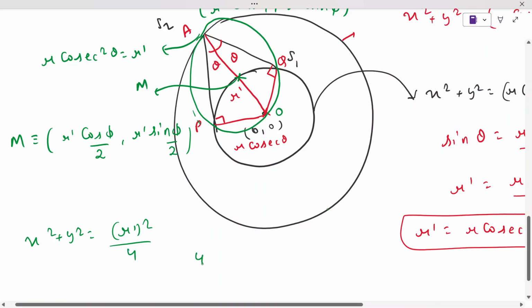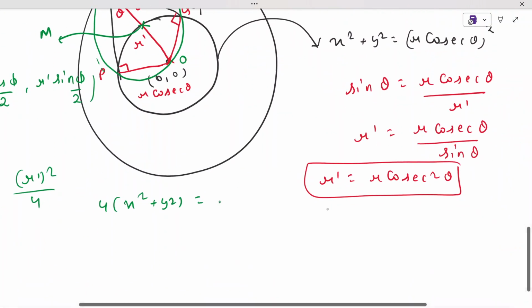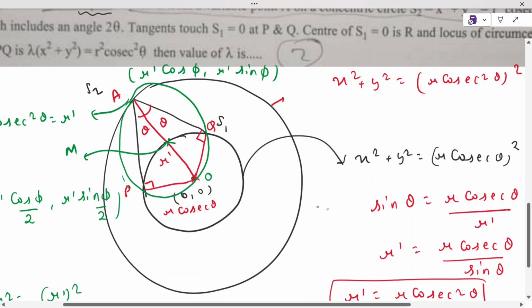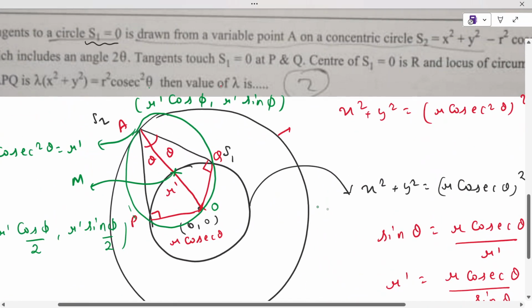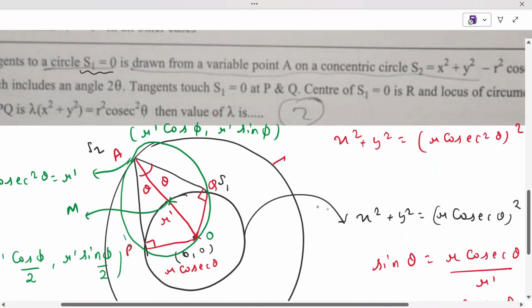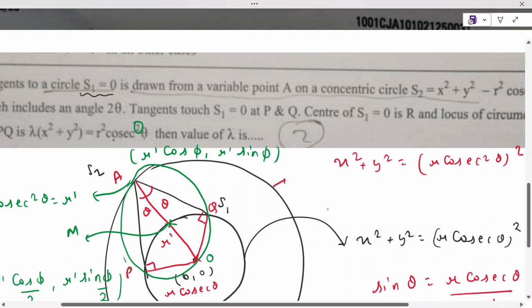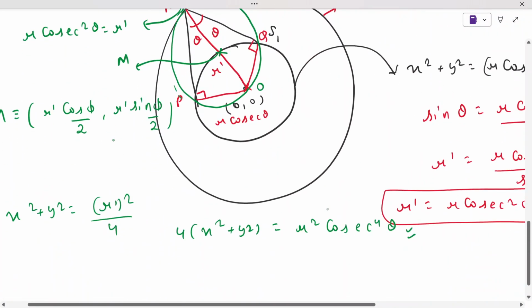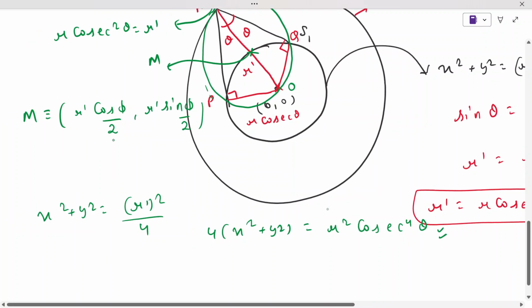Then I will write 4 times (x square plus y square) equal to r' square. And r' is what? This thing. So I will write r square cosec to the power 4 theta. Fine. So it is r square cosec square theta. Here it should actually be cosec power 4. Then I guess it makes some sense.